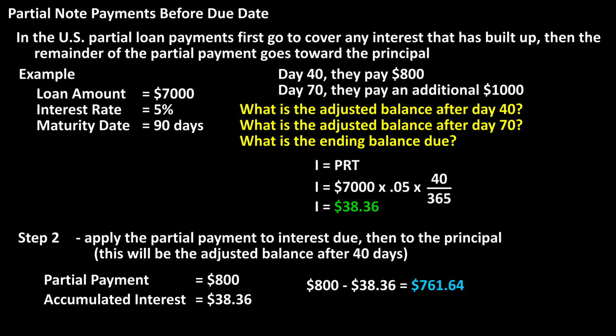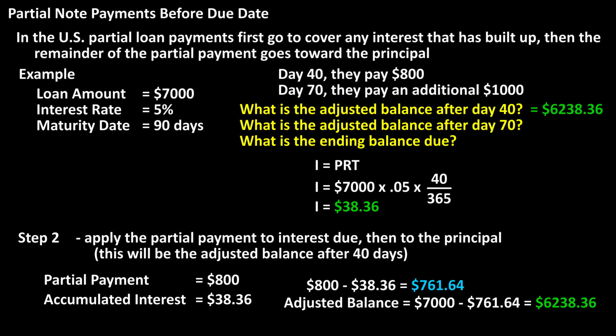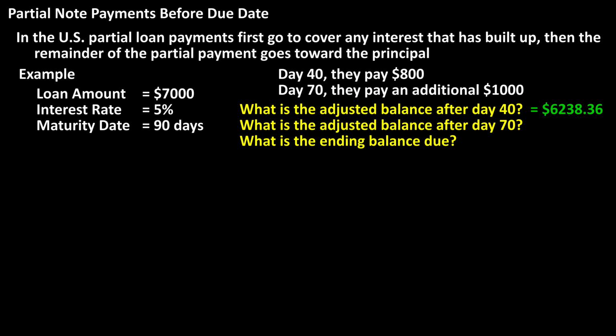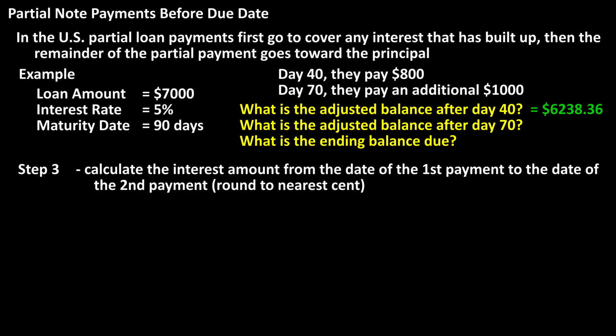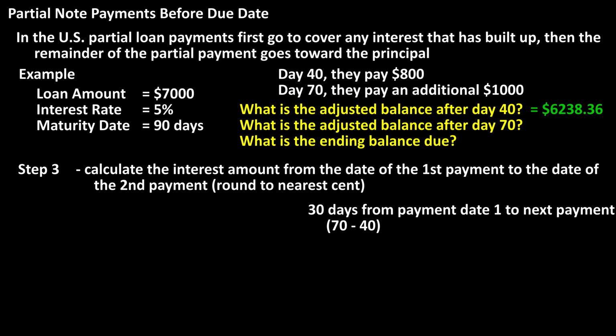And now this $761.64 will go toward the principal of $7,000. $7,000 minus $761.64 equals $6,238.36. And step 2 is complete. Now for step 3, which is basically the same as step 1. We need to calculate the interest on the adjusted balance, which goes from the first payment date to the next payment date. There are 30 days from payment date 1 to payment date 2, 70 days minus 40 days.